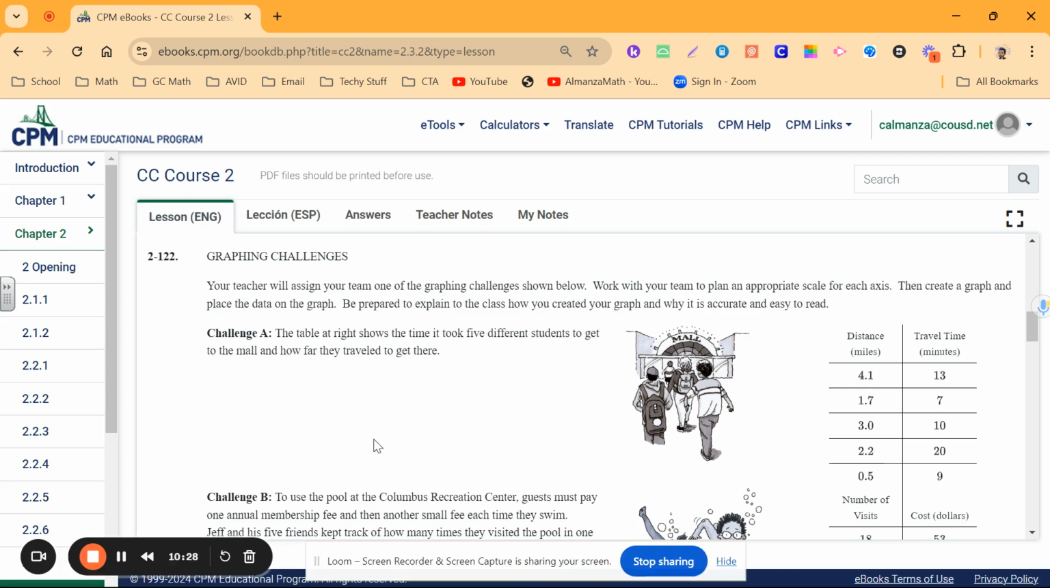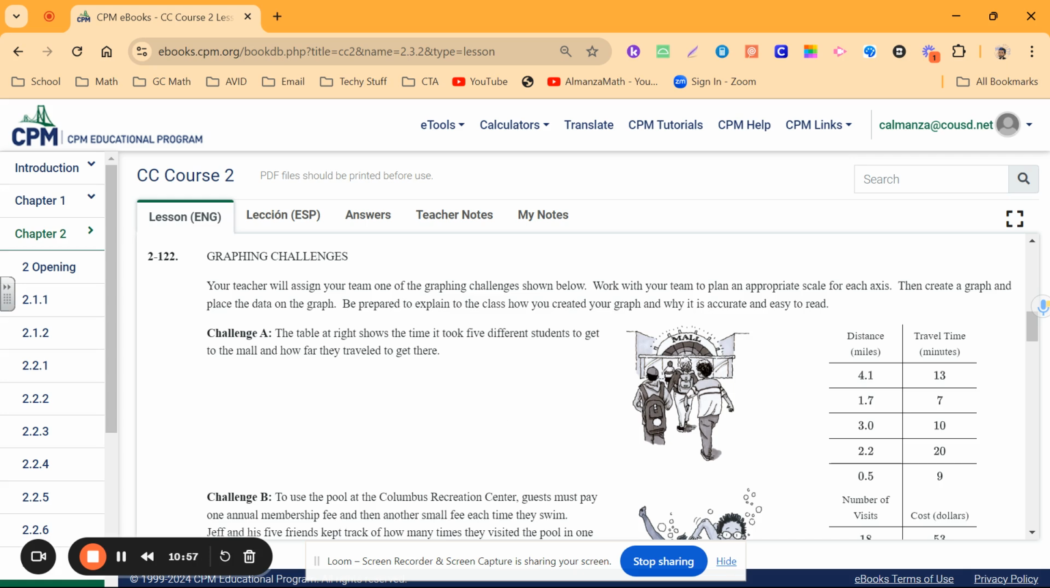The next question in our book: The table at the right shows the time it took 5 different students to get to the mall and how far they traveled to get there. So distance and travel time. What we're going to do is practice and see if we can do all this over again on our own, to find out how we can best tell where the line would be in order to predict.